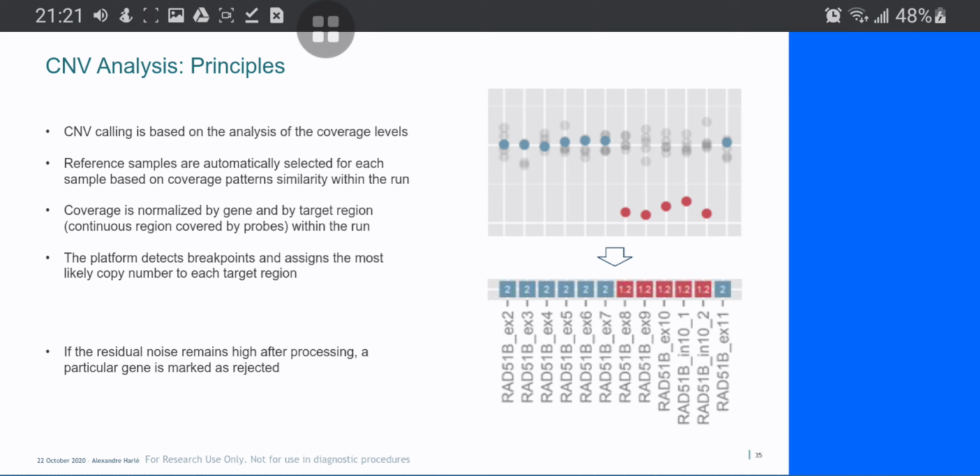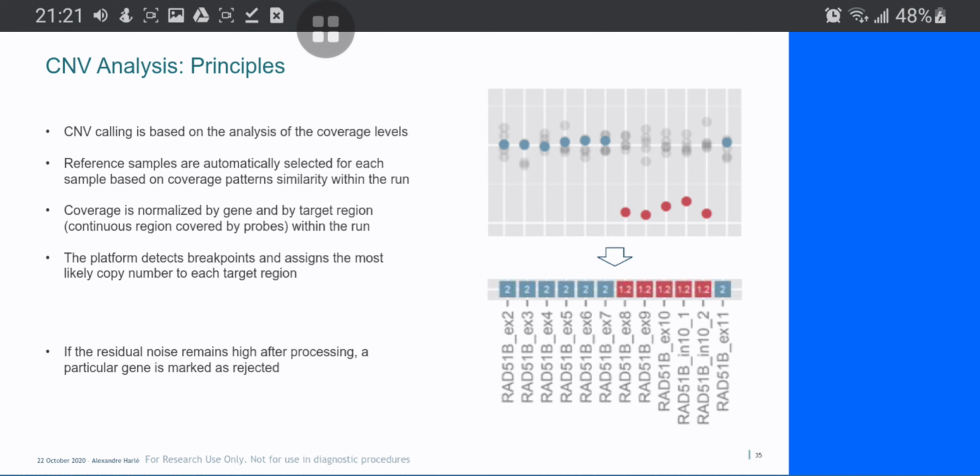And you can see at the exon level that, for example, for this sample, on RAD51B, you have a loss in exon 8, 9, and 10. And also in RAD51B.